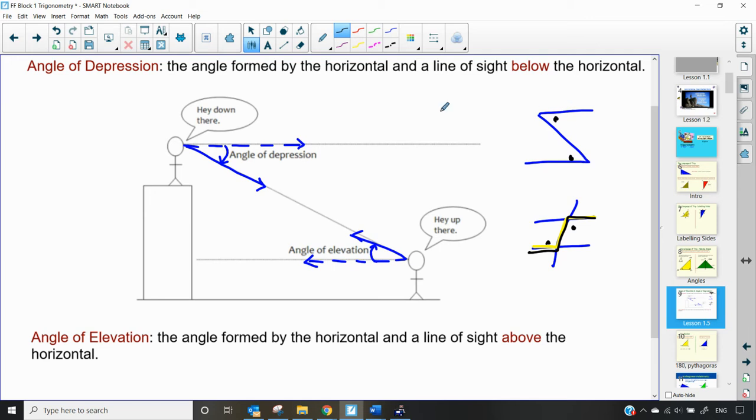Now this is going to come in handy when we're drawing a diagram. For example, I might be drawing a picture of a balloon being up in the air, and I'm told my angle of elevation. My angle of elevation would be here. My angle of depression would be the same thing here, and that might help me to draw my diagram. Okay, so again, angle of elevation equals angle of depression. Angle of depression looking down from the horizontal, angle of elevation looking up from the horizontal.